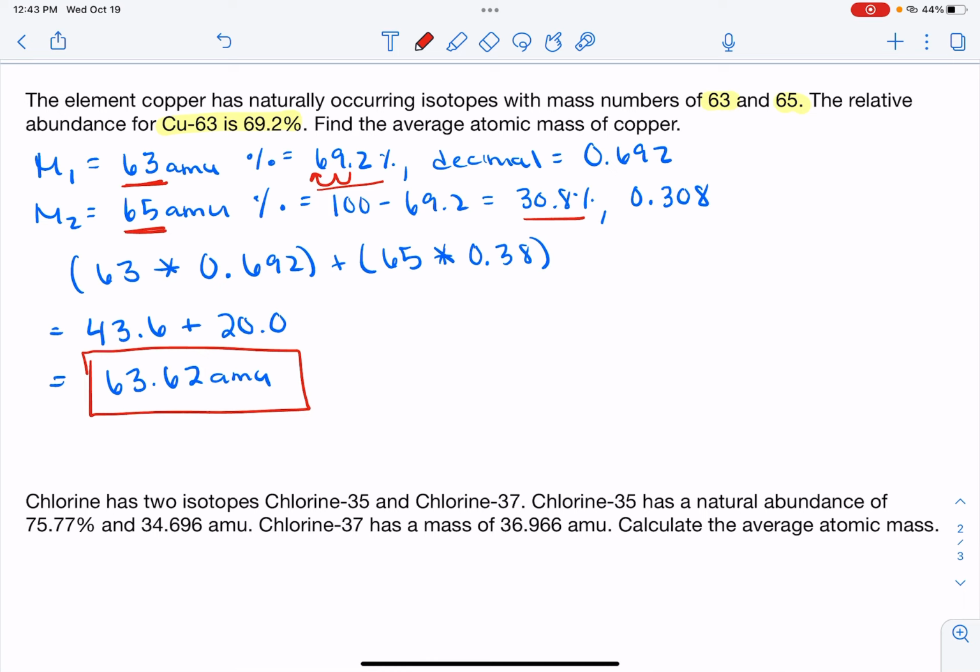So again, what I did here was first I listed my 2 masses, then I listed the percentages that I knew. If I didn't know the other one, which in this case I didn't, I had to do 100 minus the other percent to find the missing percent, because all percents add to 100. Then I converted my percents to decimal form by dividing them by 100, or moving the decimal place over 2 to the left. These decimals should give you a number that is less than 1, so it should be point something. Then I plugged into my formula, multiplied first, then added to get my answer. Let's try one more problem like this.